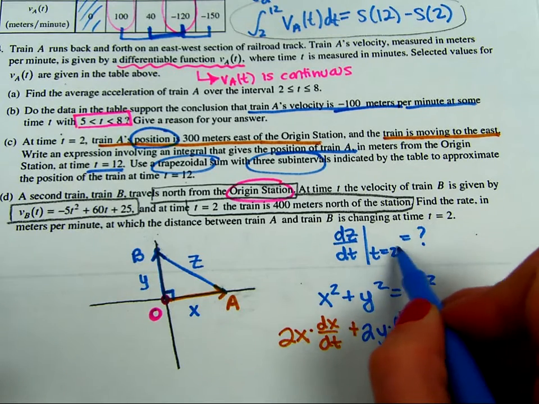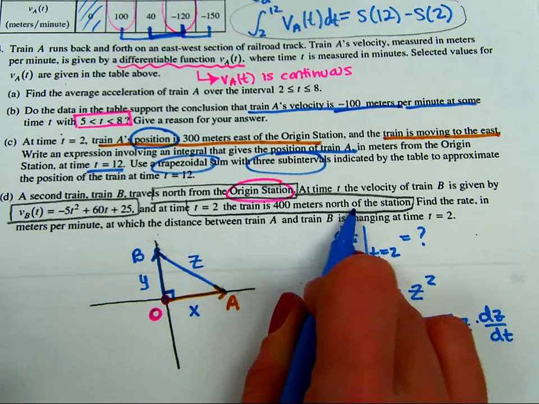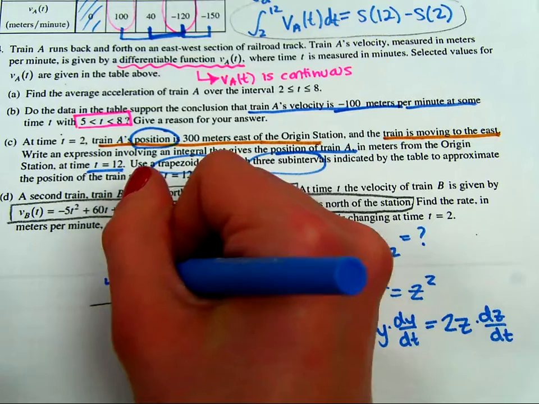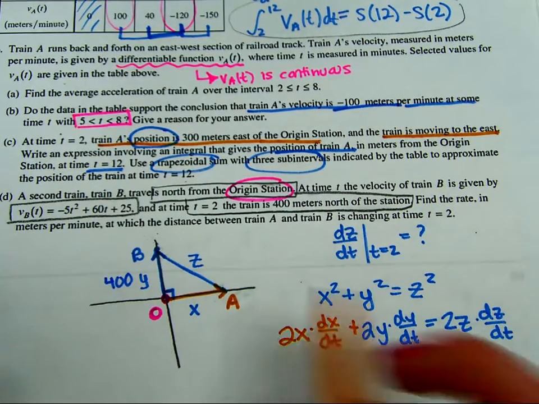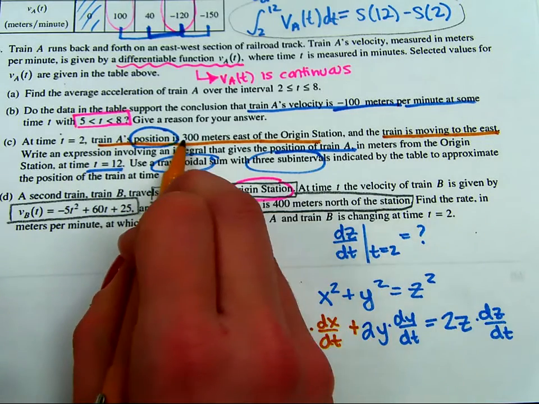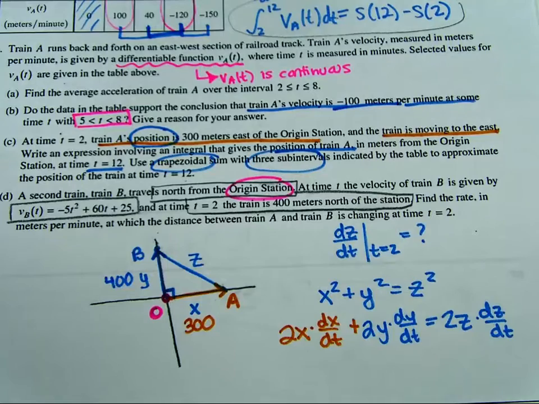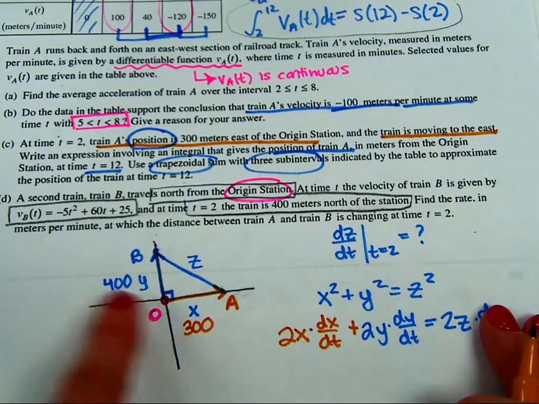So at time t equals 2, the train is 400 meters north of the station. This is 400. I think they also told us about train A up here. At t equals 2, train A's position is 300 meters east of the station. All right, and that's a 3, 4, 5, right? 300, 400. This is 500.